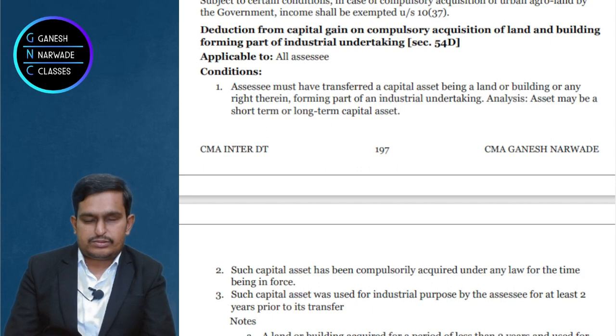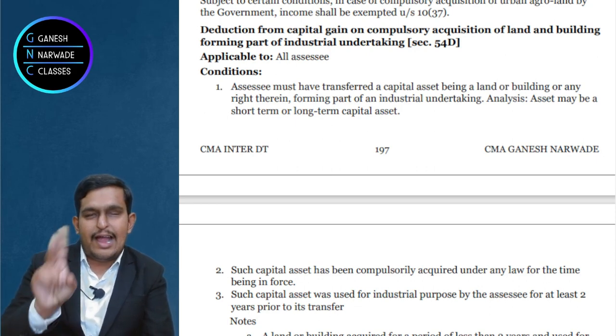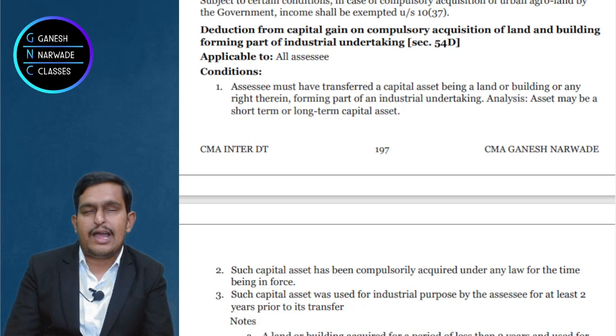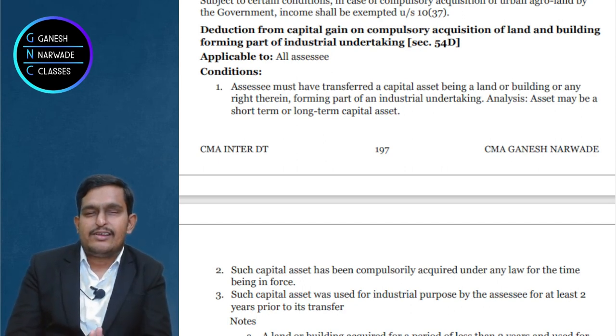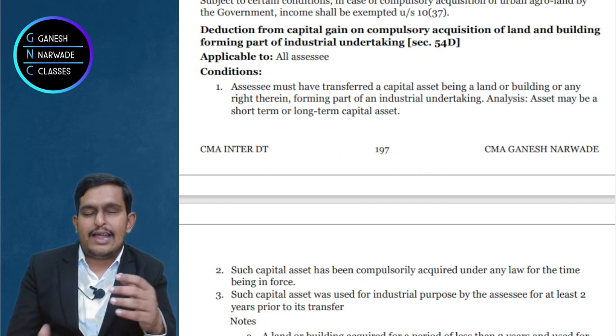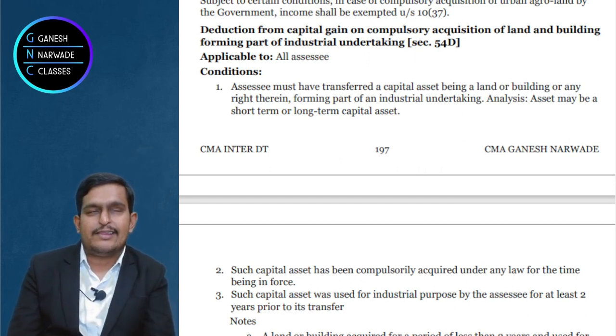Very good. Now, that industrial undertaking must be actually conducting its activities at least for 2 years immediately before the acquisition by government. At least 2 years industrial activity should be conducted. Some production, some manufacture should be conducted for at least how many years? 2 years. If the industrial activity happened only for less than 2 years, can you get the exemption under 54D? The answer is no. So if you want to enjoy the exemption under 54D, the best case would be that at least for 2 years it was run as an industrial undertaking.